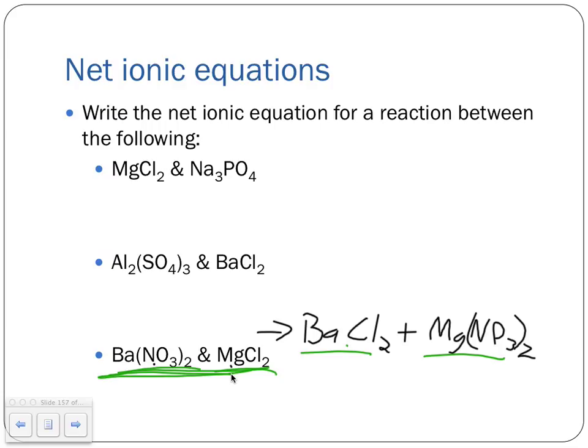And so if you never have a precipitate, if they all start off dissolved, soluble and ionic, and they end up soluble and ionic, and there's no precipitate, then there is no net ionic equation that you end up with.